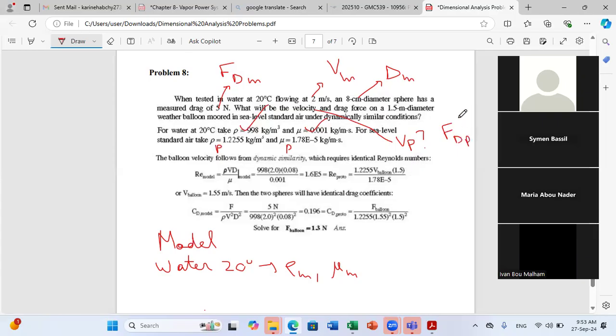So here the two dimensionless numbers involved are Reynolds and drag coefficient. All we have to do to ensure dynamic similarity between experiment and real case, so between the model and the prototype, is to apply the equality conditions for the groups. So the first group is the Reynolds number.